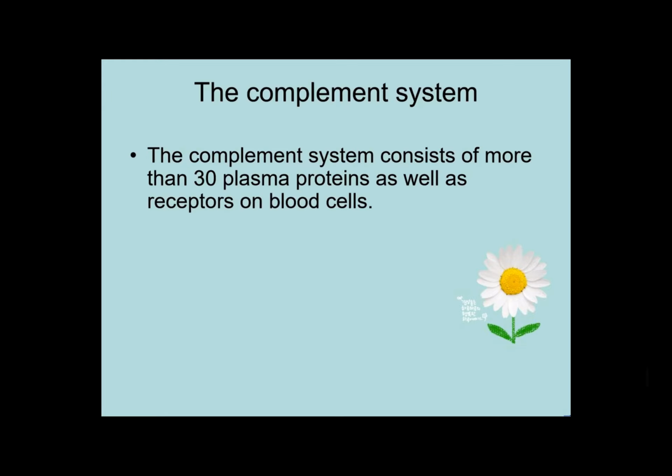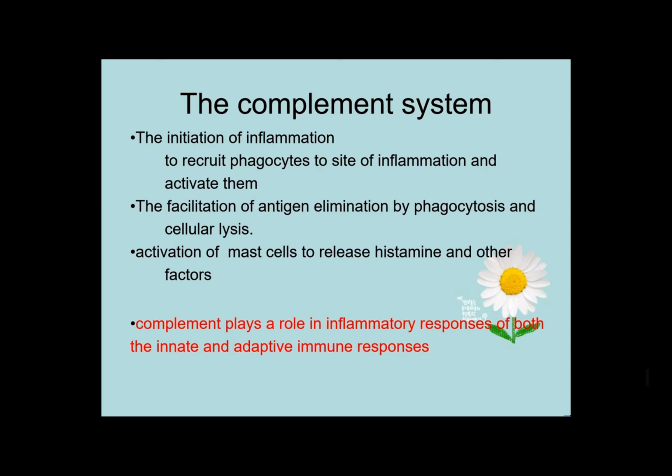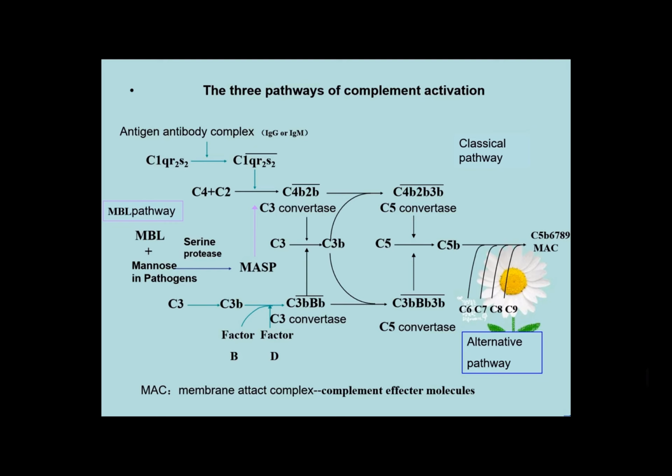The complement system consists of more than 30 plasma proteins as well as receptors on blood cells. The complement can initiate inflammation, and eliminate the antigen, and also activate mast cells to release histamine and other factors. Complement activation has 3 pathways: classical pathway, alternative pathway, and the MBL pathway. The initial activation of the 3 pathways is different, but at last, the complement activation can make cells broken or die.